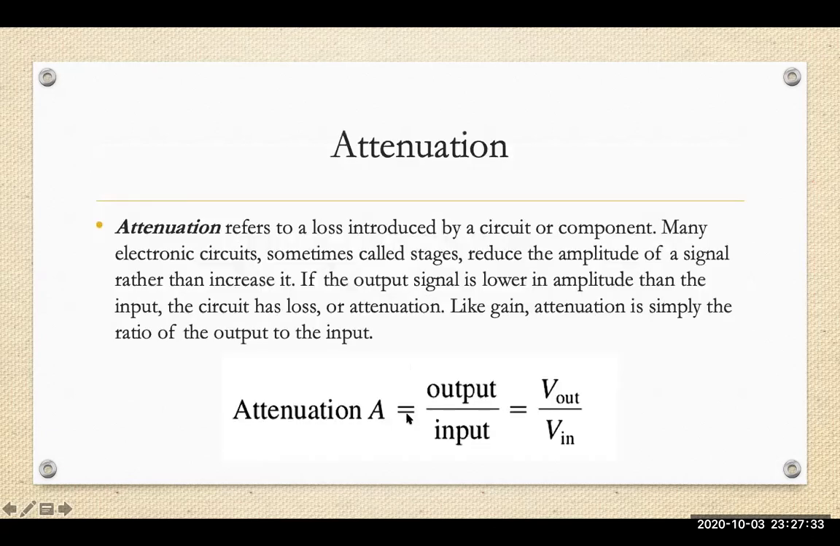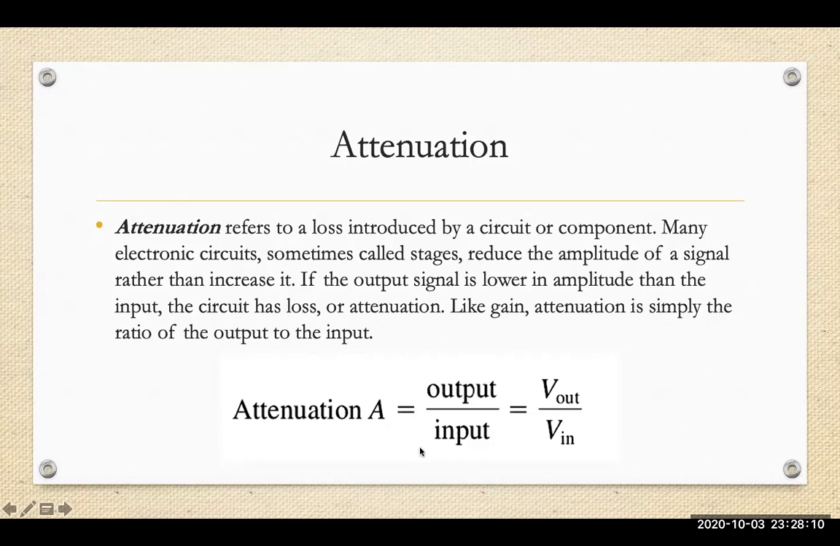Okay, the next parameter is the attenuation. So if we have the gain, we now have the attenuation. Attenuation refers to a loss introduced by a circuit or component. If the output signal is lower in amplitude than the input, the circuit has a loss. Remember this: if the output signal is lower in amplitude than the input, it has a loss or attenuation. So like gain, attenuation is simply the ratio of the output to the input. So the same formula as in gain.